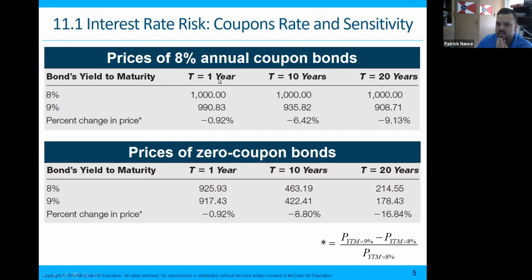Now, interest rates versus coupon rates and sensitivity. Here the yield to maturity is 8%, with maturities of 1 year, 10 years, and 20 years. So we have three different bonds: a 1-year bond, a 10-year bond, and a 20-year bond. An 8% bond must be at the market rate, which is why the $1,000 goes all the way across the board. Then we have our 9% bond.